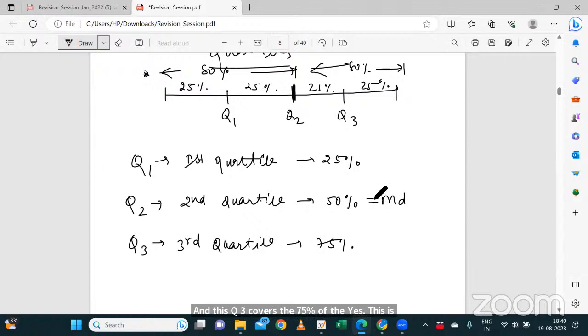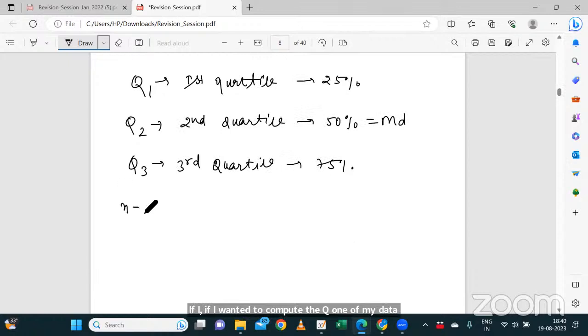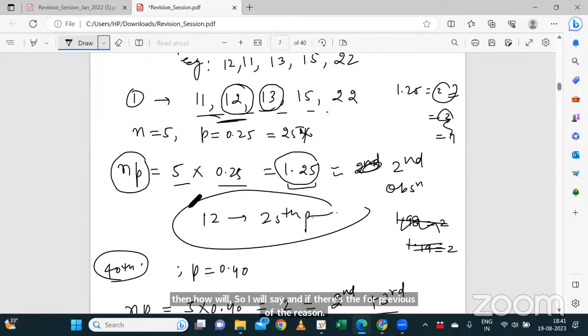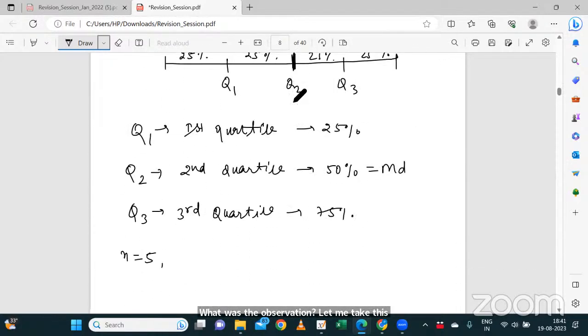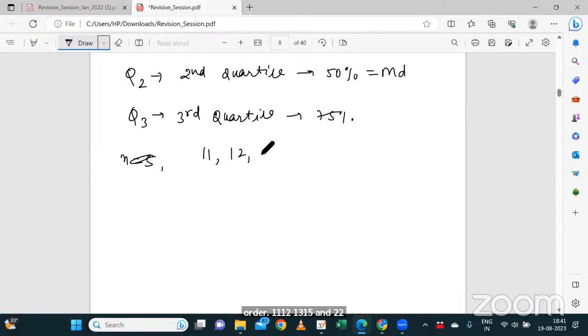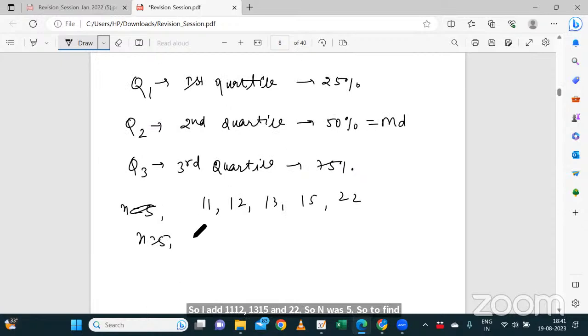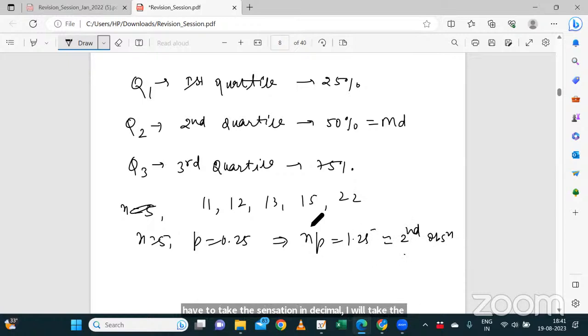If I want to compute Q1 of my data set, how will I compute it? Let me take the previous observations in ascending order: 11, 12, 13, 15, and 22. So n was 5. To find Q1, the 25th percentile of my data set, p is 0.25, and we got np as 1.25. Since it's in decimal, I will take the second observation, which is 12. So Q1 is 12, right?